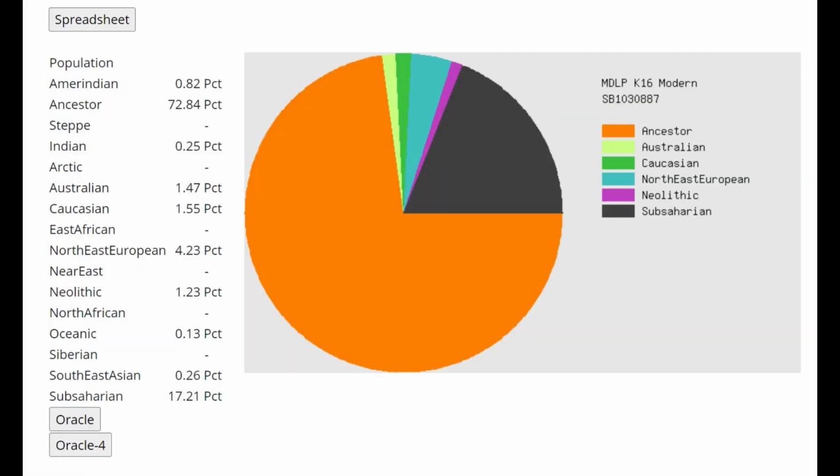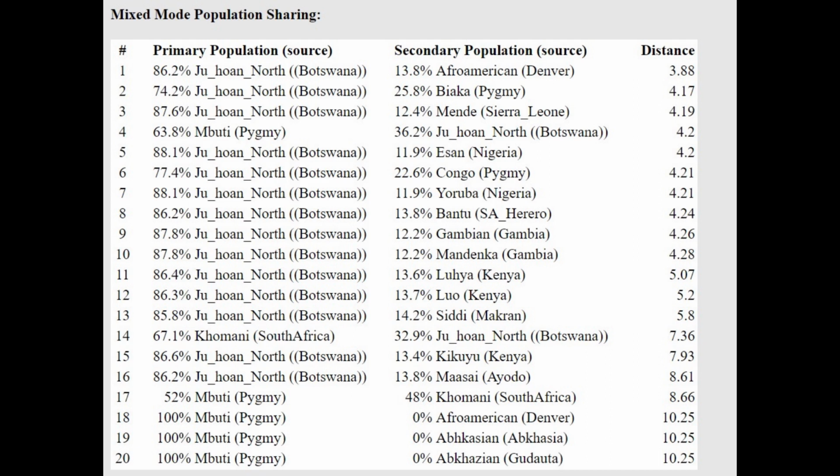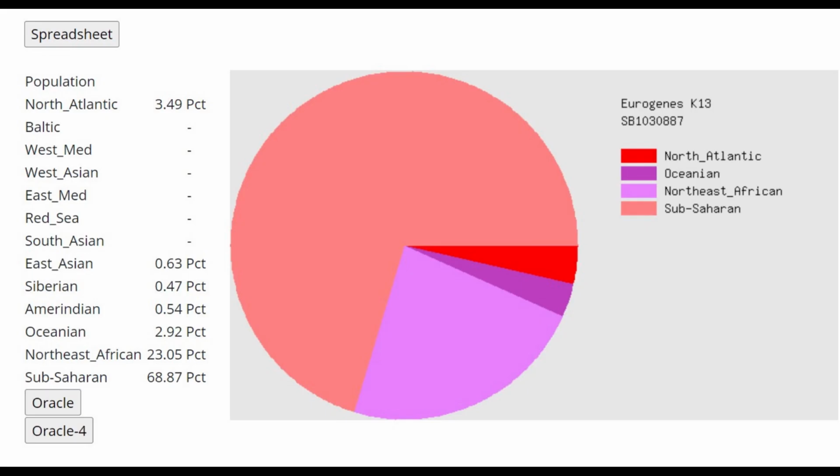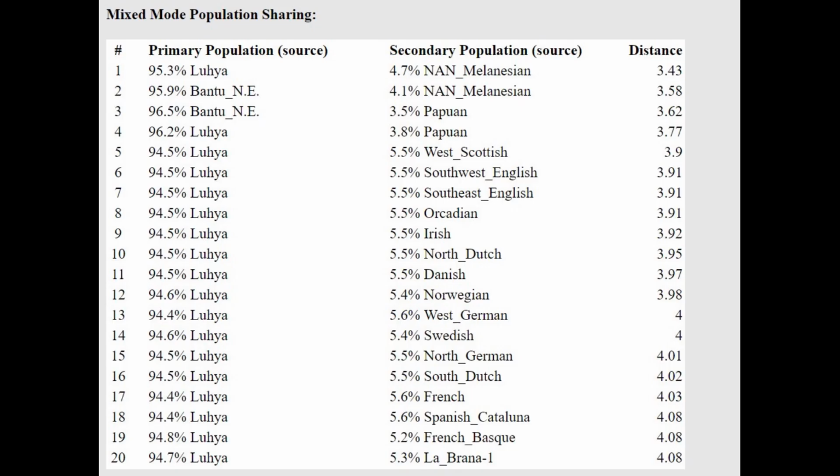With MDLPK16, she's mostly scoring the ancestor component, which was actually meant to represent either Neanderthal or Khoisan genetic drift. I'm not really sure. It peaks in both Neanderthals and Khoisan people, who are South African hunter-gatherers, and with the Oracle she's getting more of a mixture of Khoisan people from South Africa plus African Americans, so a mixture of black plus black basically. With the Eurogenes K13, once again very black result, 68.8% Sub-Saharan African, and a little bit of North European, a little bit of Oceanian as well, and you see this with the Oracle.